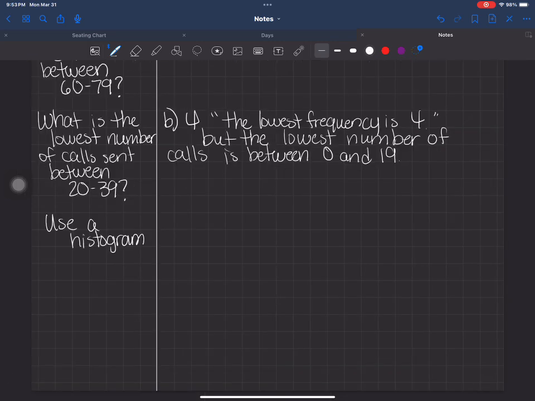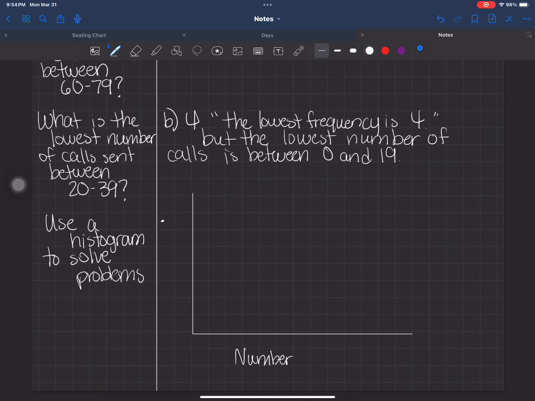Lastly, we're going to use a histogram to solve problems. So this is a different example, and we're going to start off with a labeled histogram. On the bottom, I have number of points, and on the side, I have number of games. We're going to say soccer games. I'm going to label here 0 to 7, and then we have the frequency, or the intervals, 0 to 4 points, 5 to 9, 10 to 14, 15 to 19, 20 to 24.